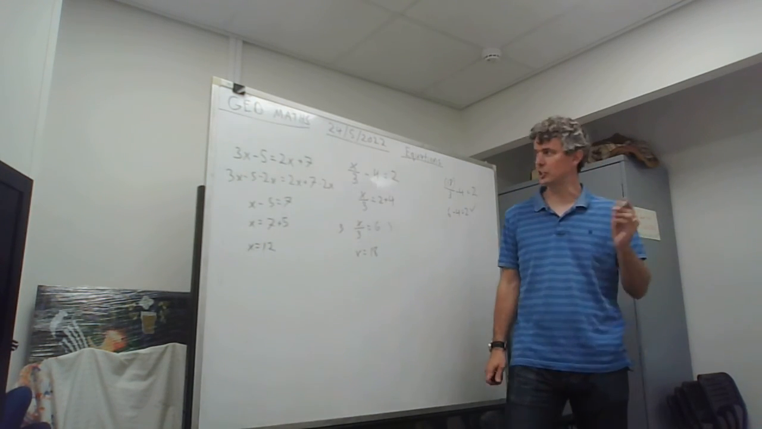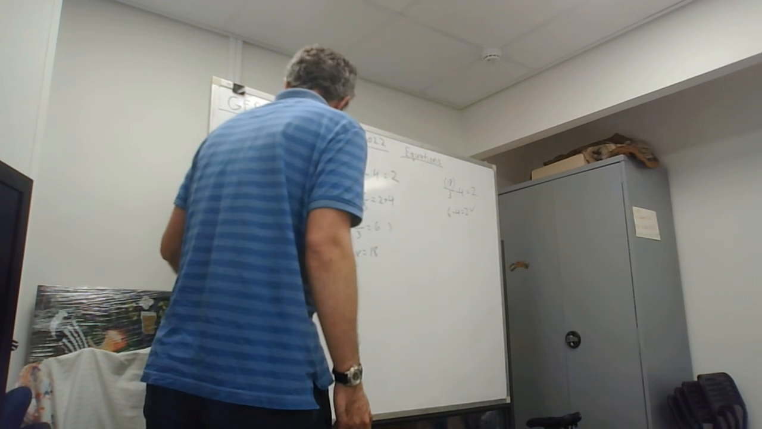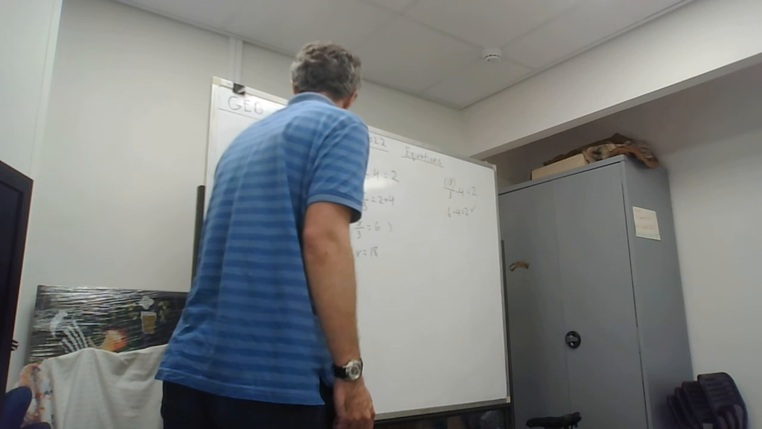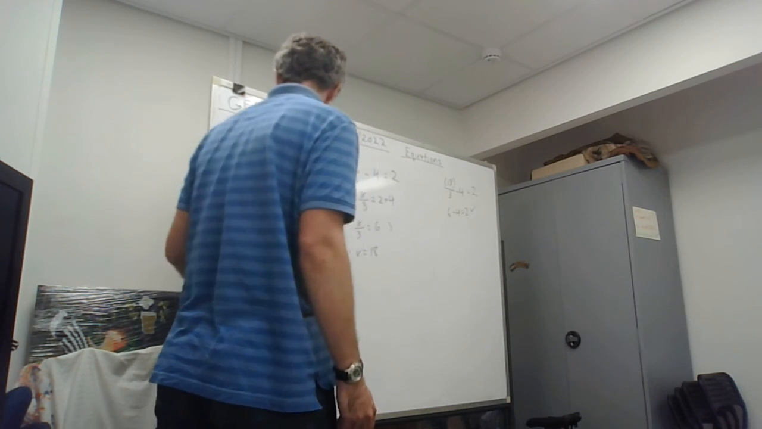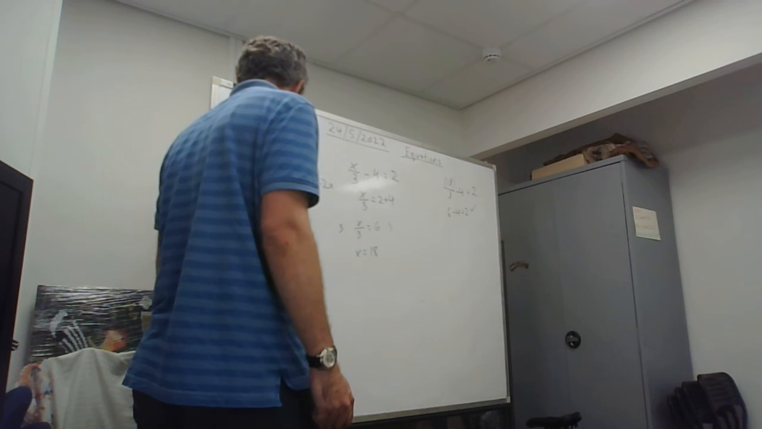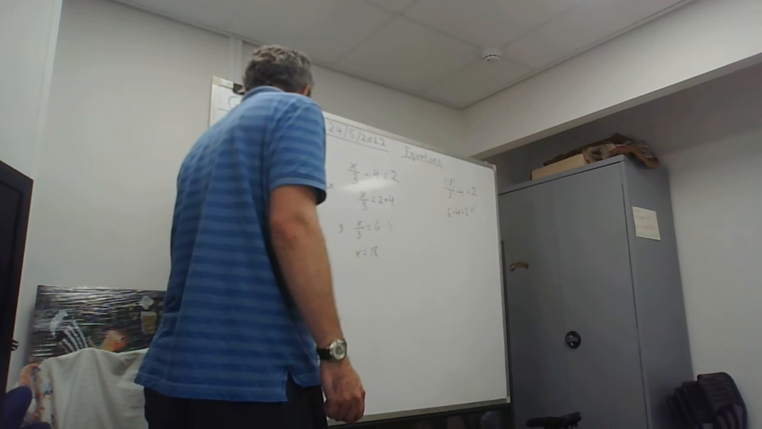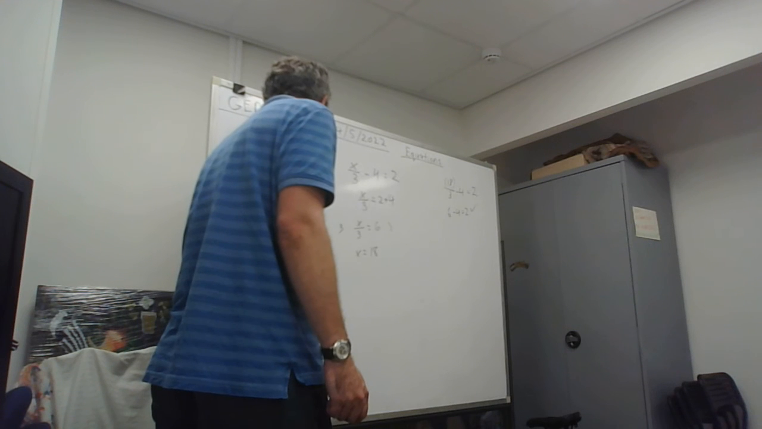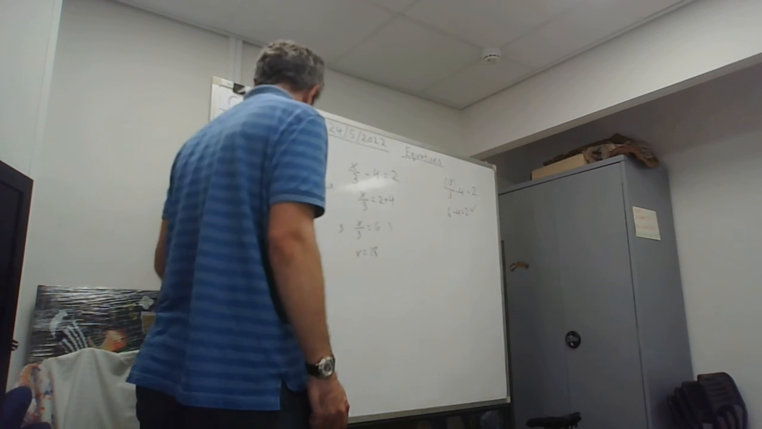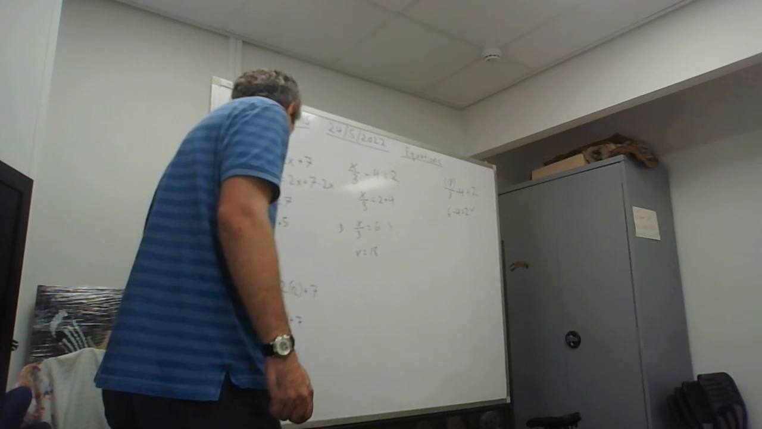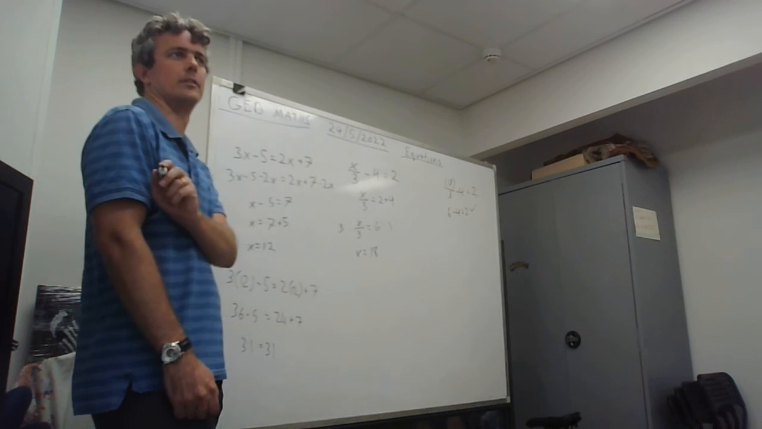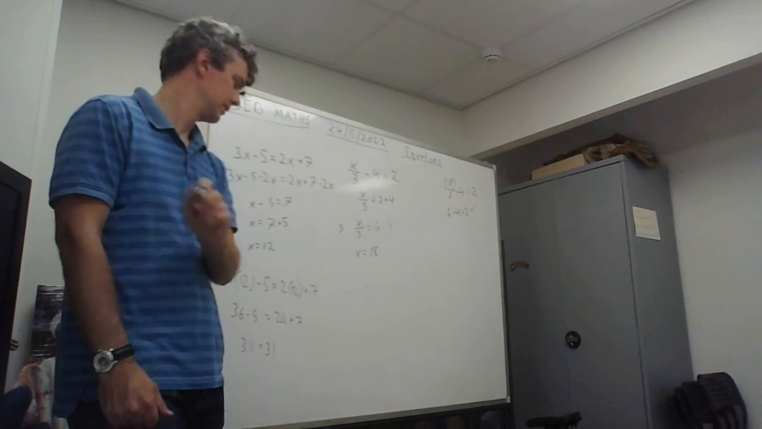Okay? And we can check it. 3 times 12 minus 5 equals 2 times 12 plus 7. Let's check each side. 3 times 12 is 36, minus 5 equals 24 plus 7. 36 minus 5 is 31. 24 plus 7 is 31. There we go. So it's correct. Check.